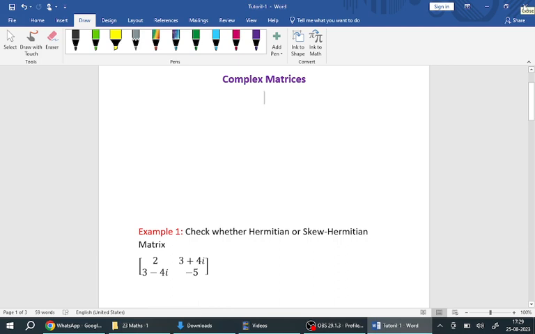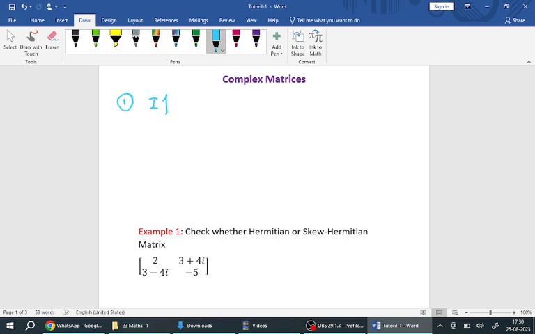Okay, so hello everyone. The topic of today's session is complex matrices. In complex matrices, you require a few important prerequisites as well as three definitions. We'll discuss them one by one. The first thing you should be aware of is the complex number.